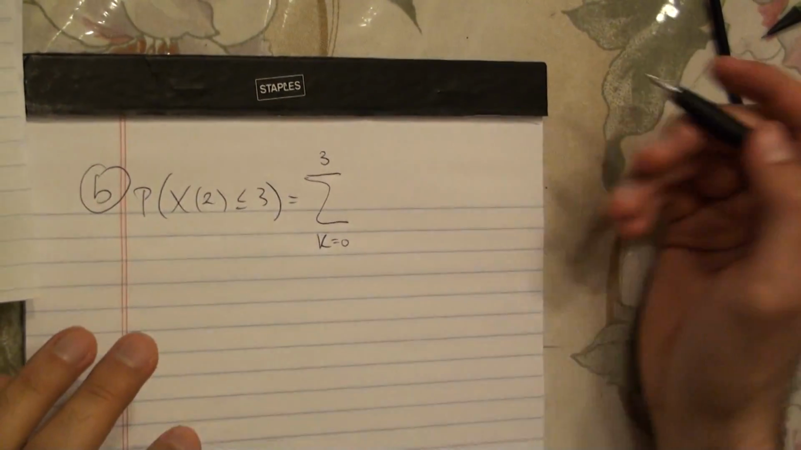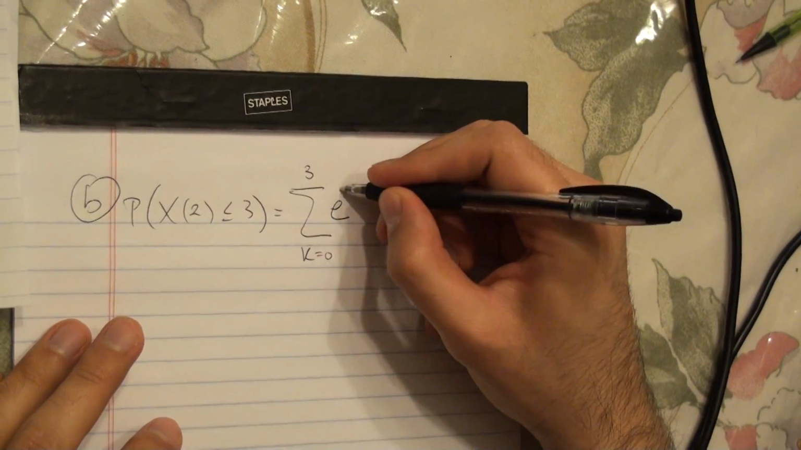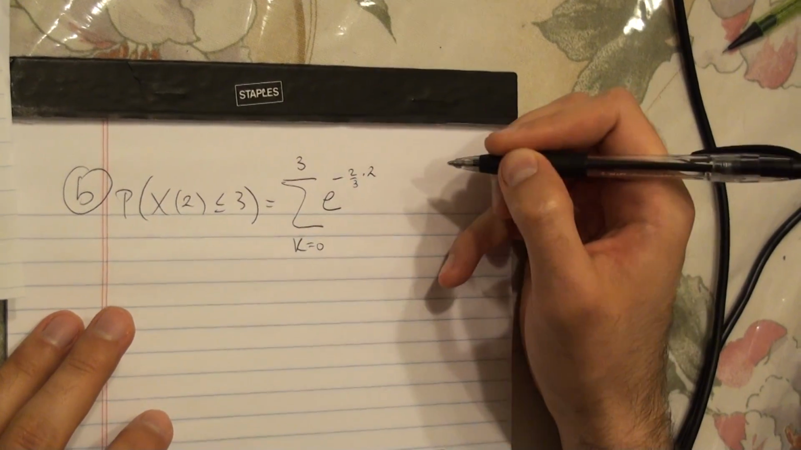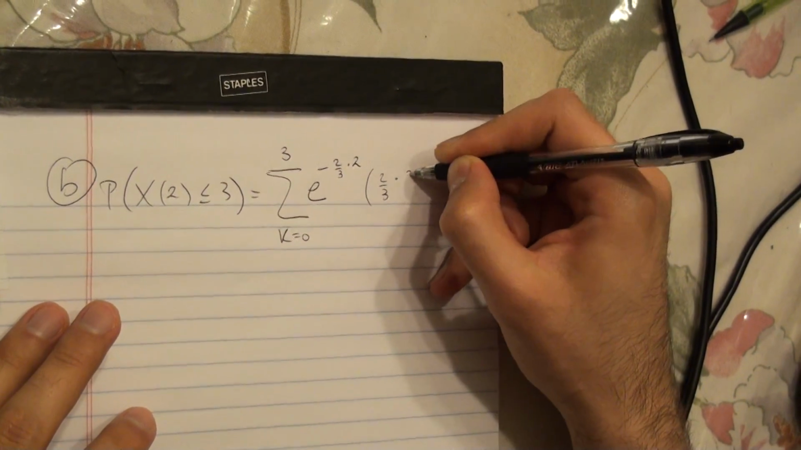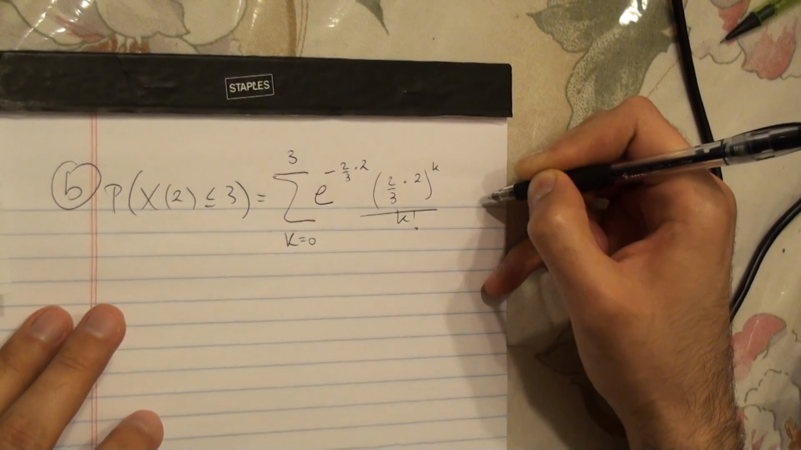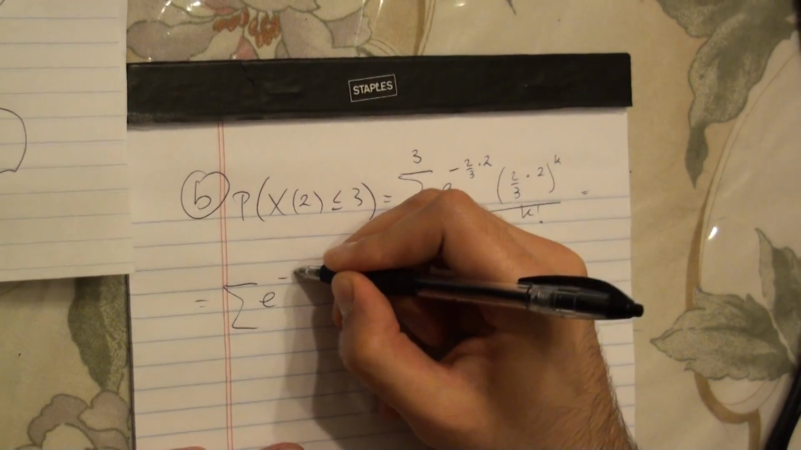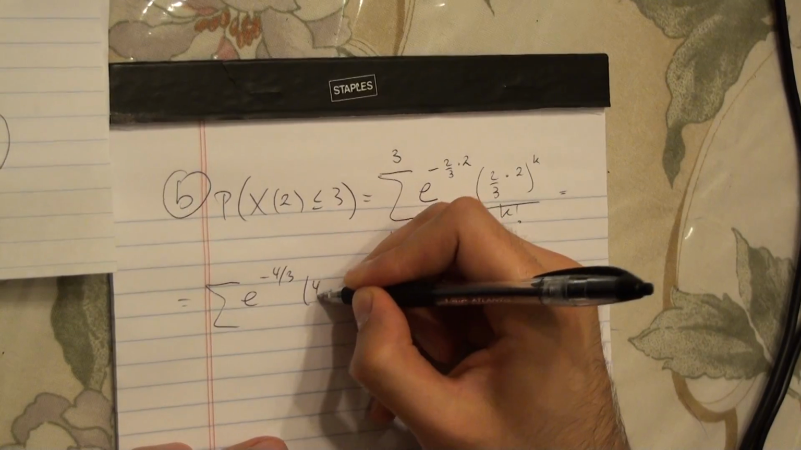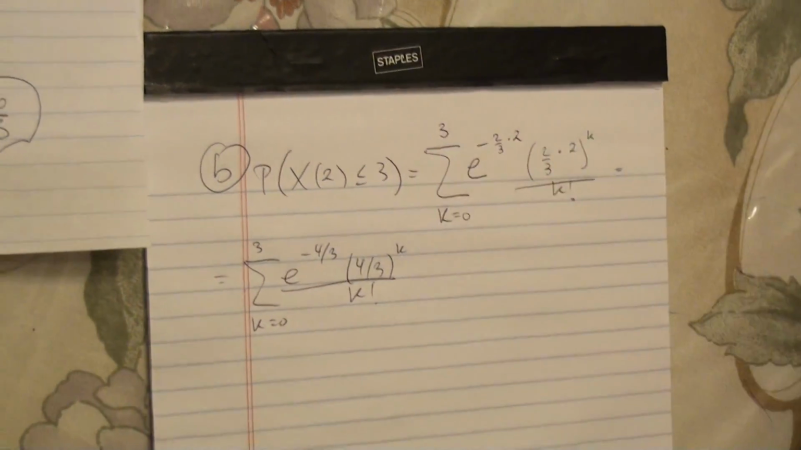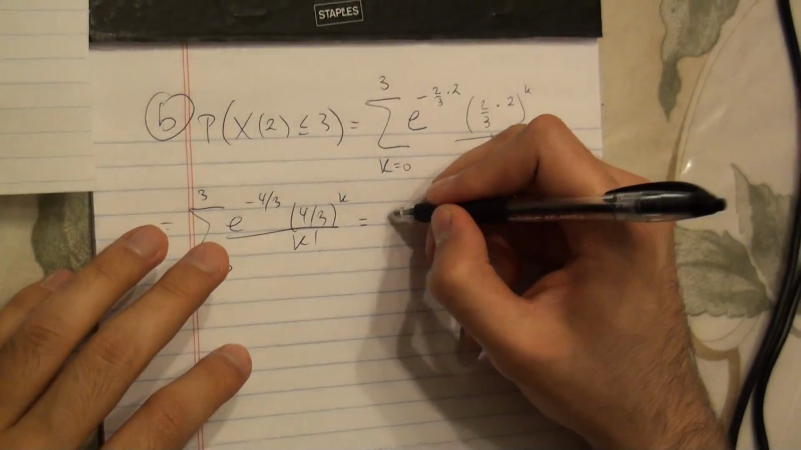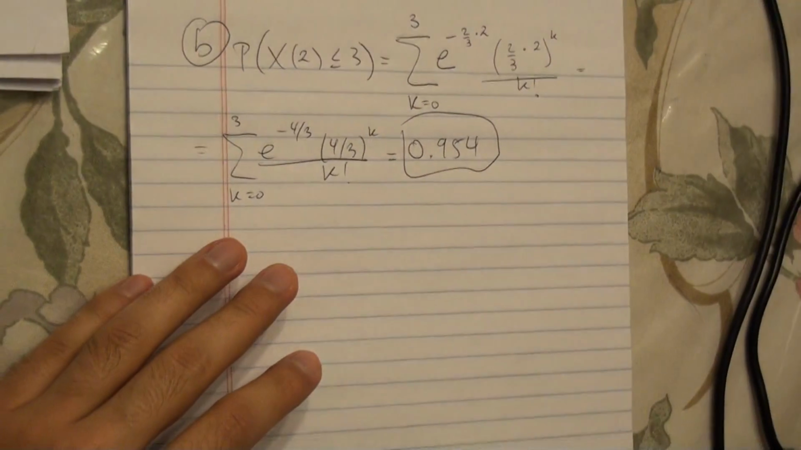It's the Poisson process. So we have e to the minus alpha, where alpha is 2/3, but t is 2. So we multiply that. Then we have lambda t, which is 2/3 times 2, to the power k over k factorial. So this becomes e to the minus 4/3 times 4/3 to the k over k factorial as k goes from 0 to 3. And if you do this summation and you plug in the numbers, you will get 0.954.